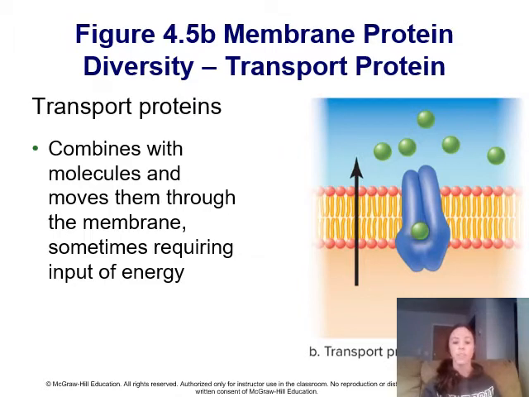For example, a transport protein helps sodium and potassium ions travel across nerve cell membranes. This is really important in nerve conduction. Without this particular protein, your nerves would not be able to allow your mouth to move, your eyelids to close, or even your hands, arms, legs, and your toes to move. So again, really, really important transport protein.